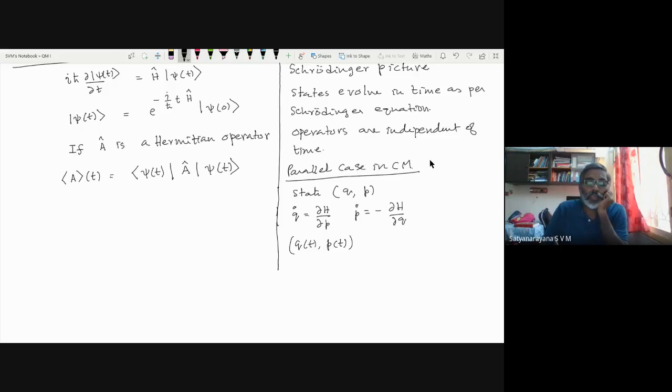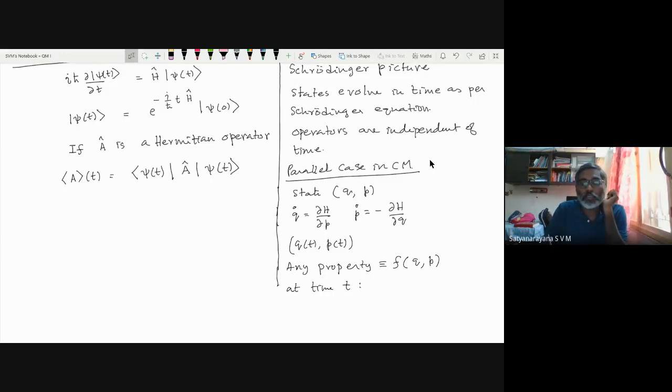Then any property is designated as a dynamical function. So at time t, the property is f of q(t) and p(t). You find out what q(t) and p(t) are and put them in this expression. That means the evolution of properties is governed by the evolution of the state vector, or the state point, in this case.